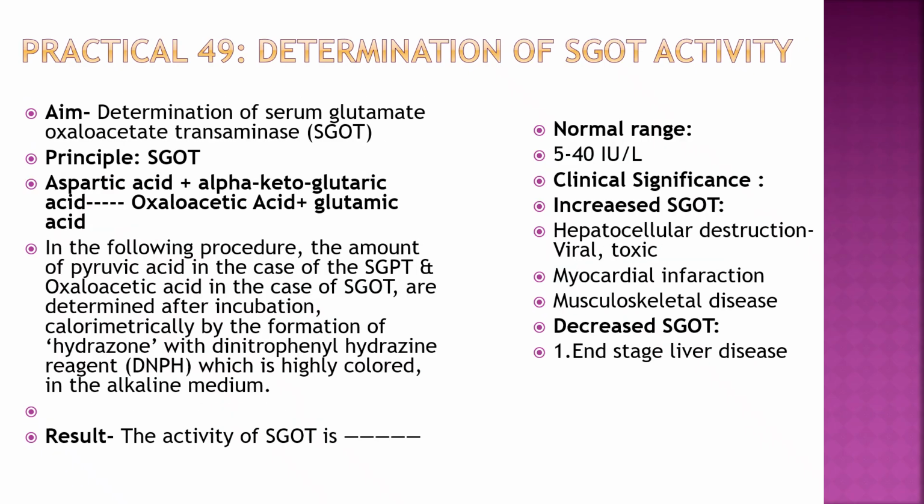Determination of SGOT, that is serum glutamate oxaloacetate transaminase. The principle: aspartic acid plus alpha ketoglutaric acid forms oxaloacetic acid plus glutamic acid, and that oxaloacetic acid reacts with the dye, and then a color is formed, in alkaline medium. The OD is measured. So it is an enzymatic reaction. Normally it is 5 to 40 international units. Clinically, increased SGOT is seen in hepatocellular destruction, either viral or toxic, myocardial infarction, and musculoskeletal disease, and decreased SGOT is seen in end-stage liver disease.